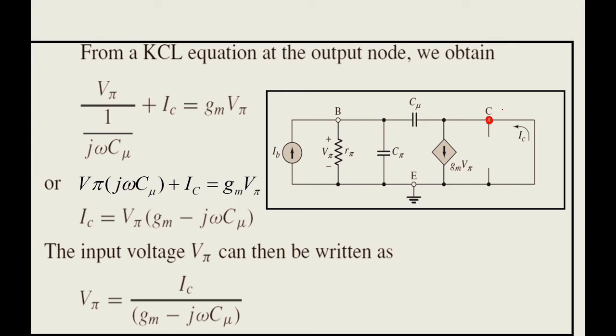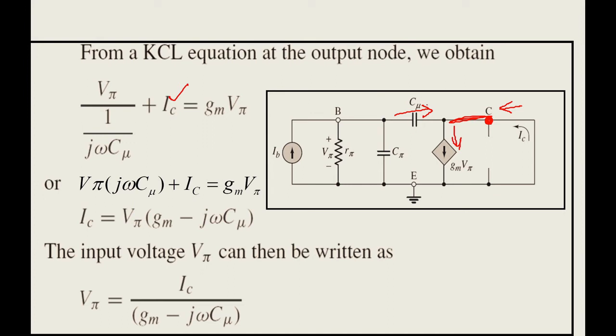So when you apply the KVL on the output side, current is entering from here, and current is leaving. So you apply KCL to this node. So what will you get? IC plus, you can see, IC plus.